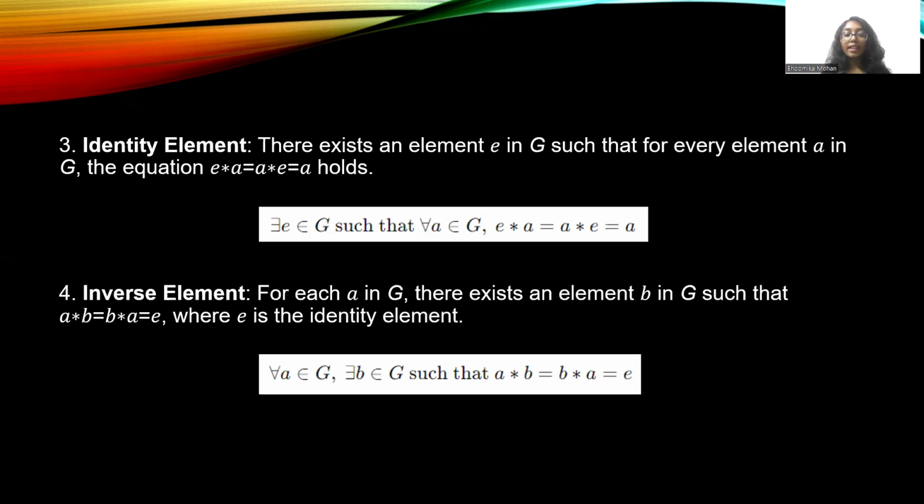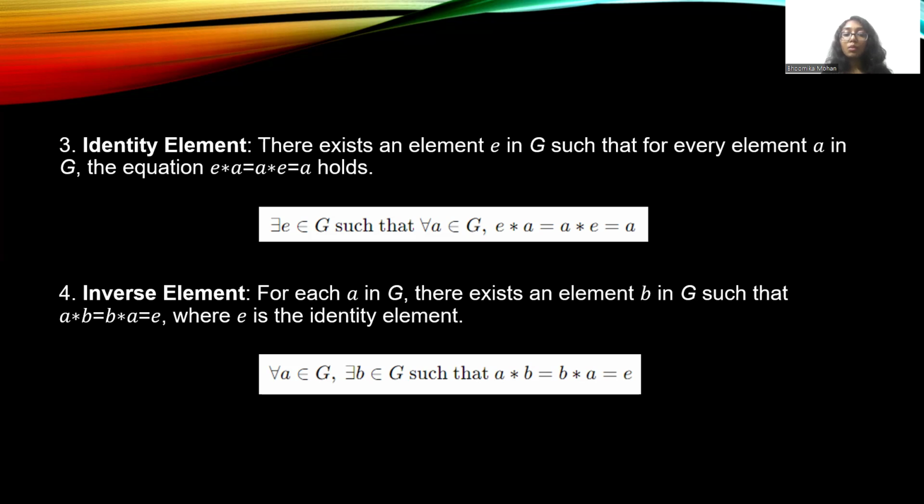The third one is identity element, which tells that there exists an element E in G such that for every element A in G, the equation E star A equals A star E equals A holds. This can be told in the symbolical form as for some E belongs to G such that for all A belongs to G, E star A equal to A star E equal to A.